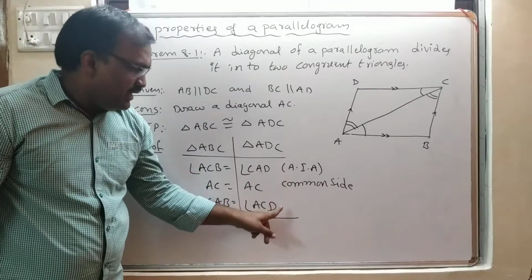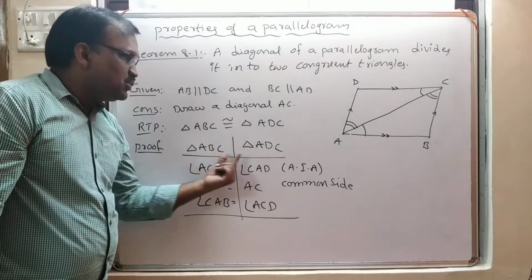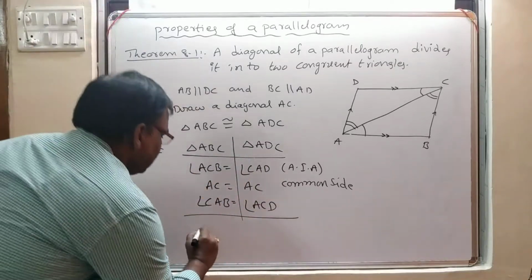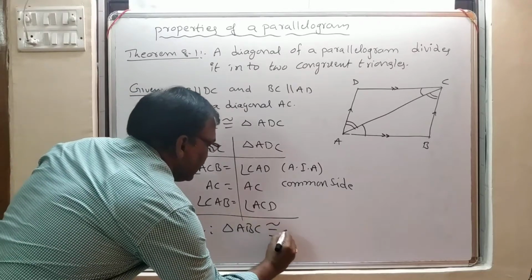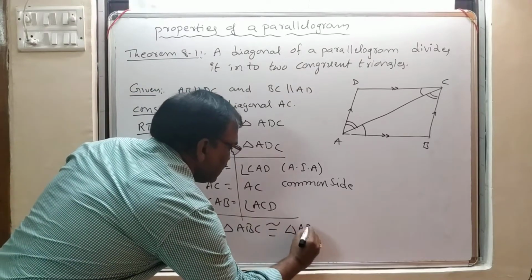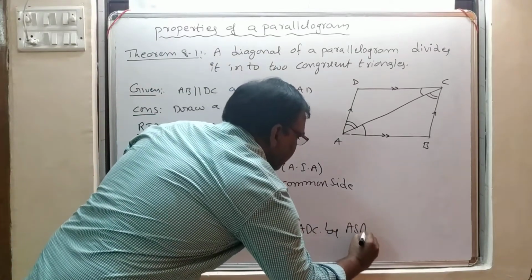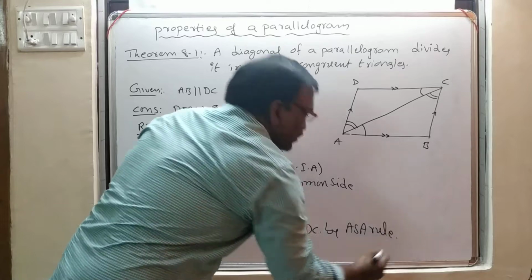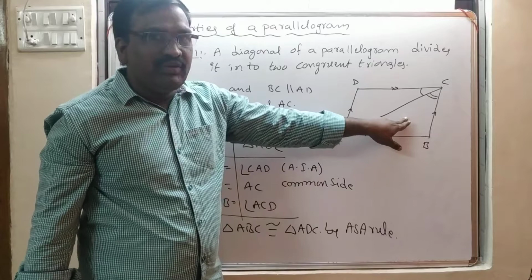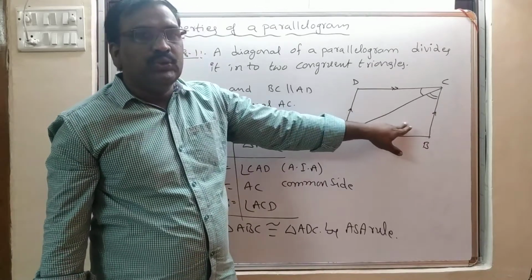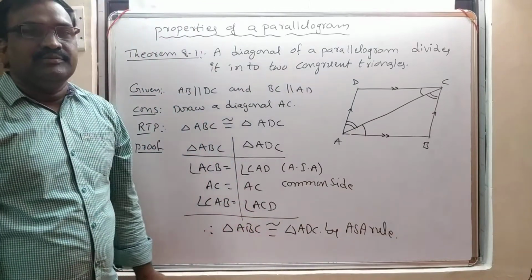See, angle, side, angle. By the ASA congruency rule, these two triangles are congruent. Therefore, triangle ABC is congruent to triangle ADC by the ASA rule. Therefore, a diagonal in a parallelogram divides the parallelogram into two triangles, and those two are congruent to each other.